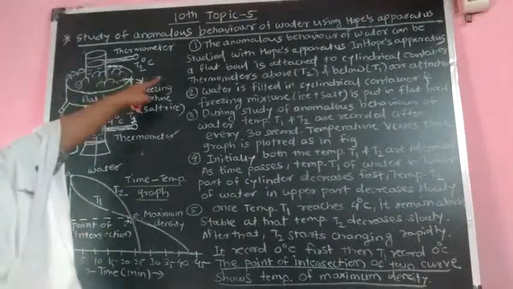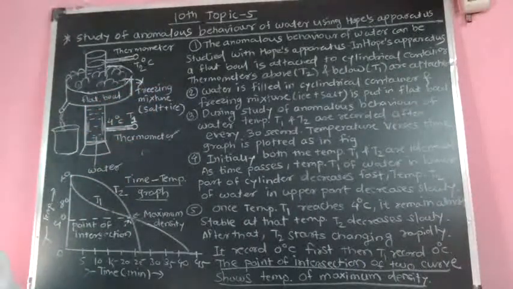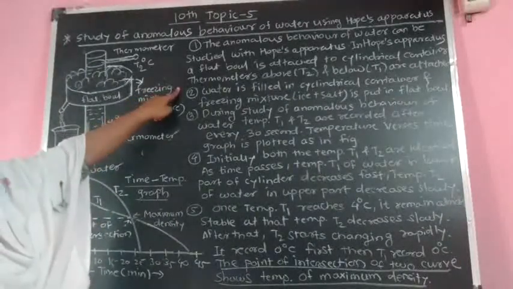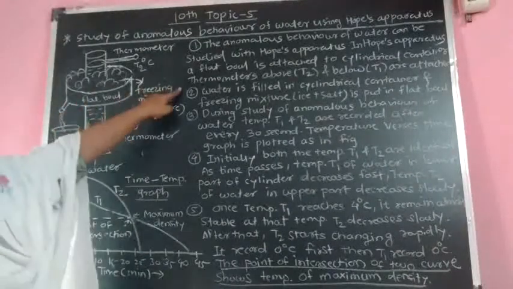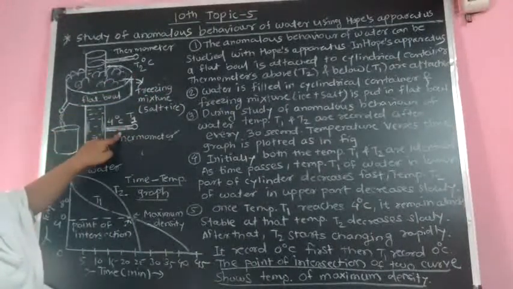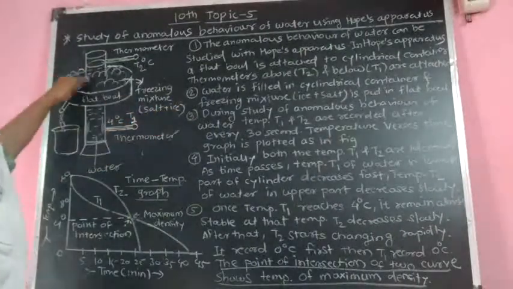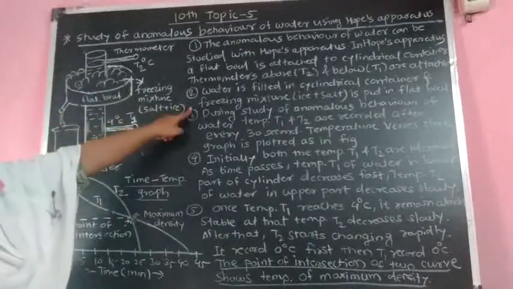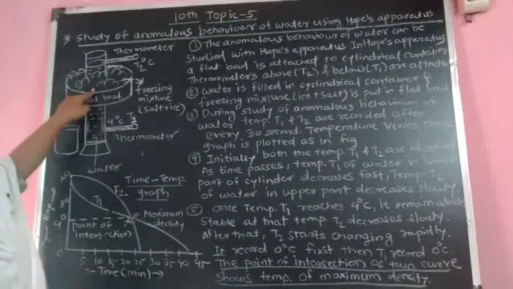Point first, anomalous behavior of water can be studied with the help of Hope's apparatus. In Hope's apparatus, a flat bowl is attached to the cylindrical container. You can see this flat bowl is attached to the cylindrical container. Thermometers T2 above and T1 below are attached to the cylindrical container. Water is filled in the cylindrical container, and freezing mixture, that is a mixture of ice and salt, is put in the flat bowl.